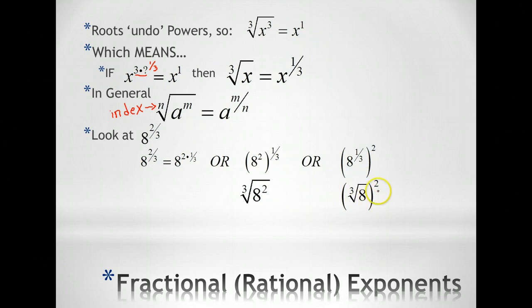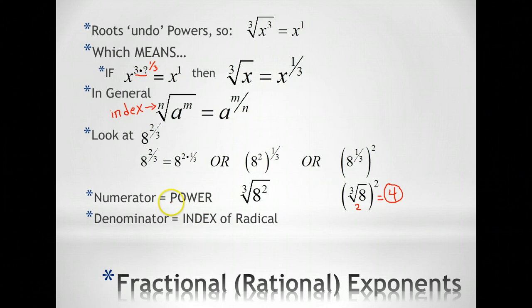the cube root of 8, all squared. So this I could calculate, right? What's the cube root of 8? What 3 things multiplied together give me 8? It's 2. So the cube root of 8 is 2, and 2 squared is 4. So 8 to the 2/3 you can do without a calculator, and I would expect you to be able to do that without a calculator, and the answer is 4. Again, remember, the power is the numerator of the fraction, and the denominator of the fraction is the index of the radical.